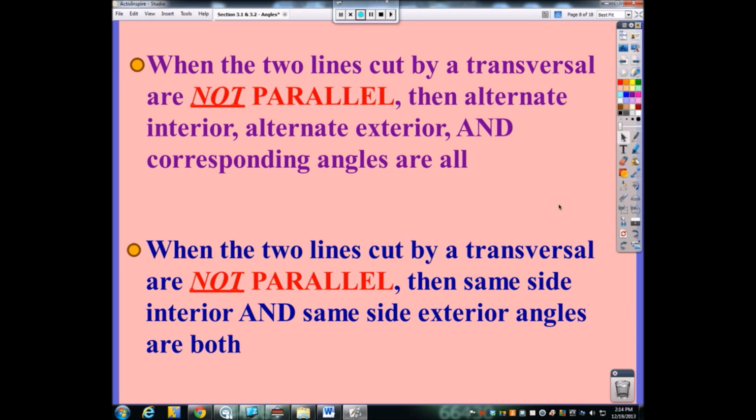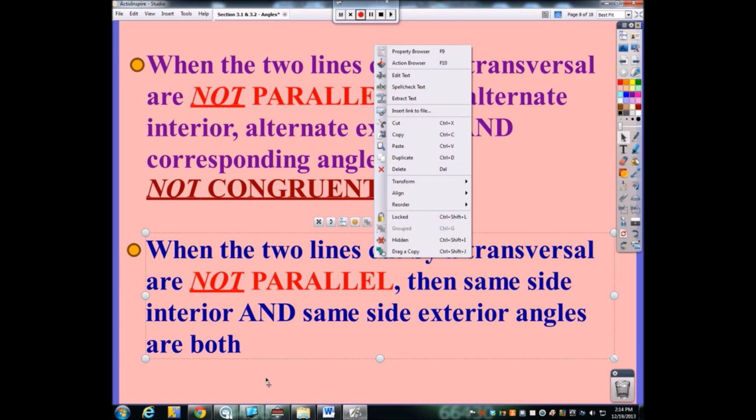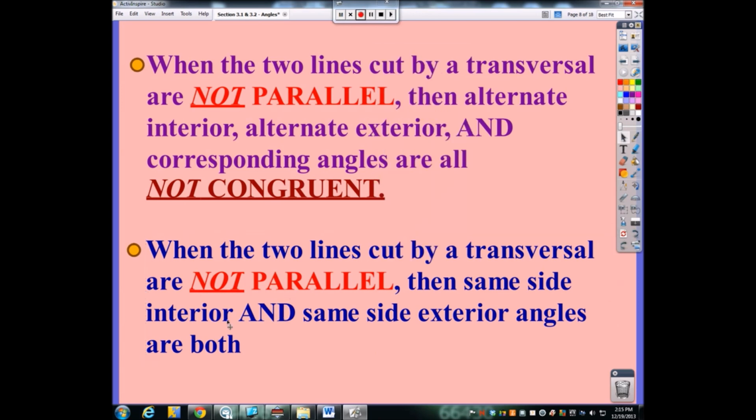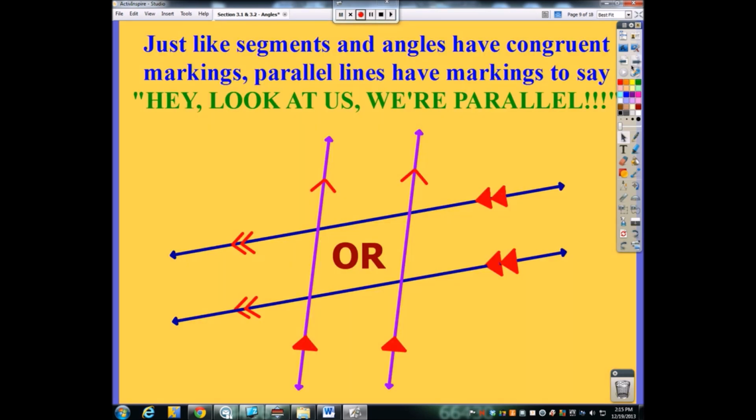Now, on the flip side, when we did not have parallel lines, we still had the names alternate interior, alternate exterior, and corresponding. However, they are not congruent anymore with themselves. Corresponding angles are not the same when we don't have parallel lines. Likewise, when you don't have parallel lines, then same side interior and same side exterior angles will not be supplementary with each other. So when you have parallel lines, you've got magic happening. When you don't have parallel lines, the magic's not there. But the names of those angles still exist in both scenarios of being parallel or not.